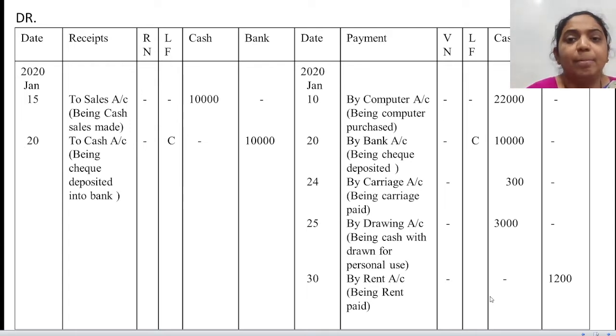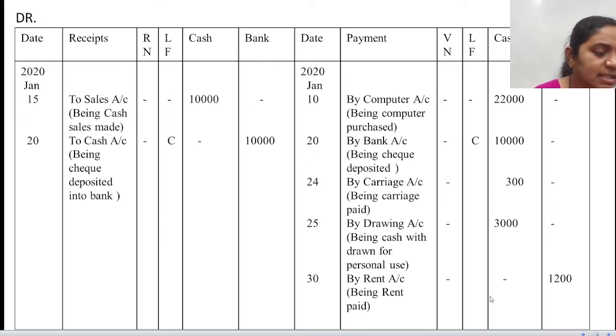Afterward, the next transaction is on date 10. It is said, purchase computer for office use. You have purchased a computer for office use. Purchase is an expense, cash goes out. But what you purchased is a computer. So computer account debit to cash account. That means on the payment side, the credit side, you will write 2020 Jan 10 by computer account being computer purchase. In the cash column, you will write 22,000. Got it? Very simple because it's not a contra, common entry.